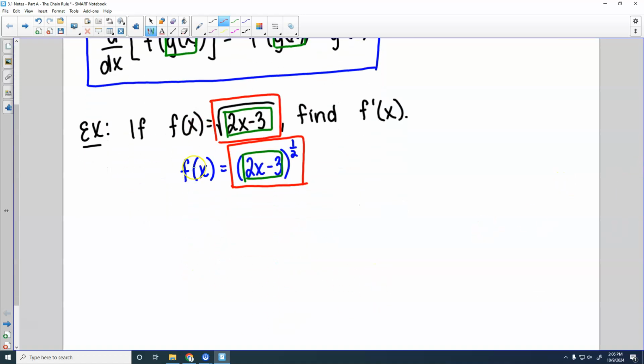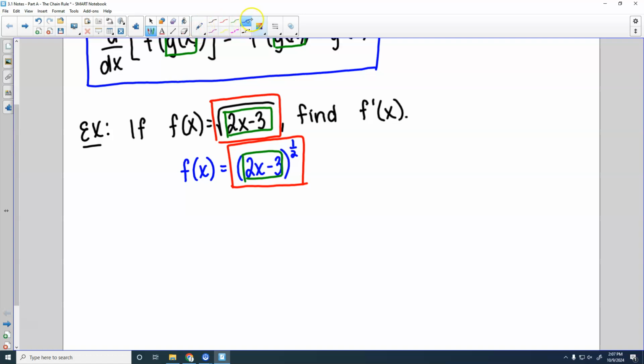So whenever we're taking the derivative of this, we want to take the derivative of the outside first, which is just, think of what the green box is. Think of it as something. We've got something raised to the 1/2 power. So if we want to take the derivative of something raised to the 1/2 power, we can just use the power rule for that, right?